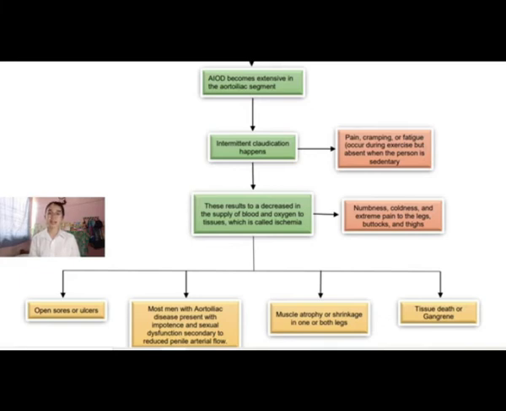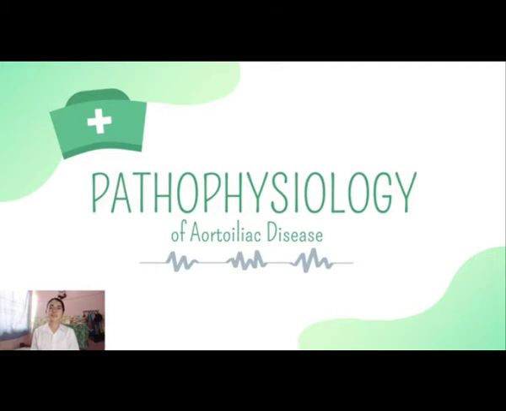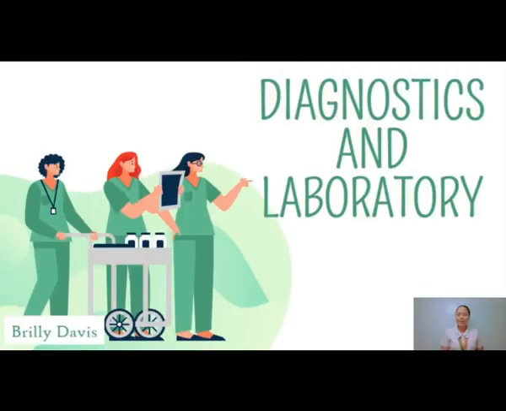Because of ischemia, the person will have open sores or ulcers, tissue death or gangrene, muscle atrophy or shrinkage in one or both feet, and numbness, coldness, and extreme pain in the legs, thighs, and buttocks. This will lead to limb loss without proper treatment. The prognosis of this condition is poor without the proper interventions. That's all for the pathophysiology of aortoiliac disease.